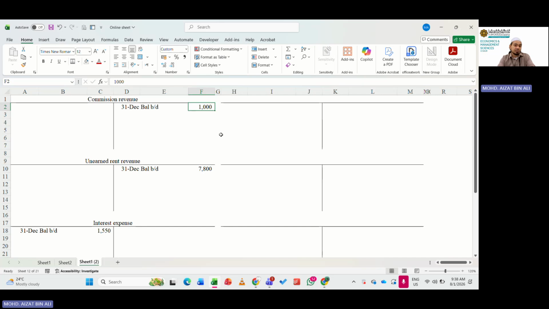So we have to add this. How to add this? This is a credit account, so to add, we also need to credit the account. So here, 100 ringgit. This becomes commission revenue receivable. Commission revenue receivable.